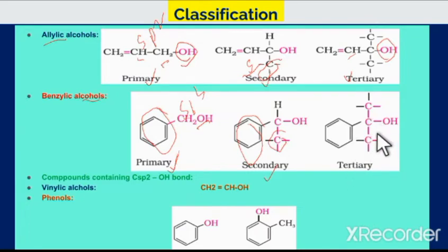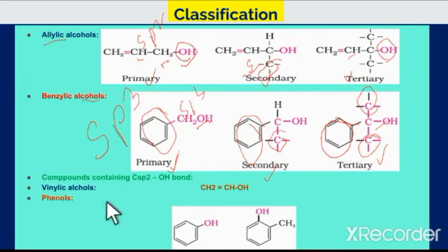And the other one is when the OH-bonded carbon has two bonds with two carbons and one more phenyl group. In that case, that would come under the tertiary benzylic alcohols. So in all these cases, the OH-bonded carbon undergoes sp3 hybridization.